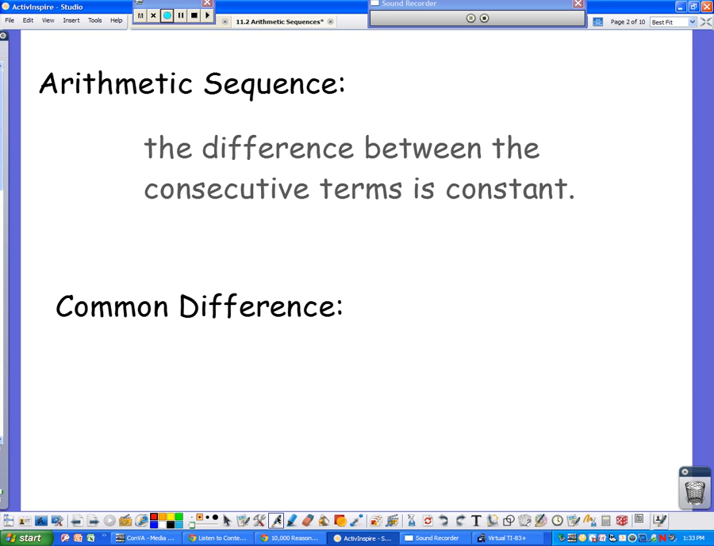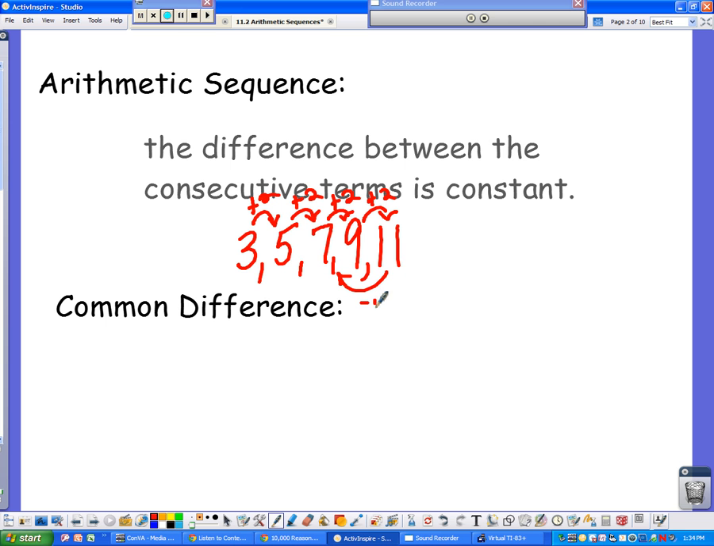So if I gave the numbers 3, 5, 7, 9, and 11, that would be an arithmetic sequence because each time I'm adding 2. Now, I can go back the other way. The common difference is the difference between two consecutive terms. So if you take 9 minus 11, you get negative 2. If I go this way, it's a minus 2. So that's what the actual difference is.